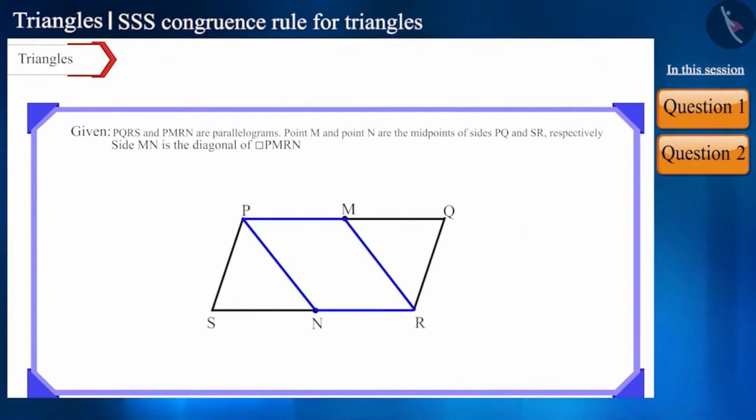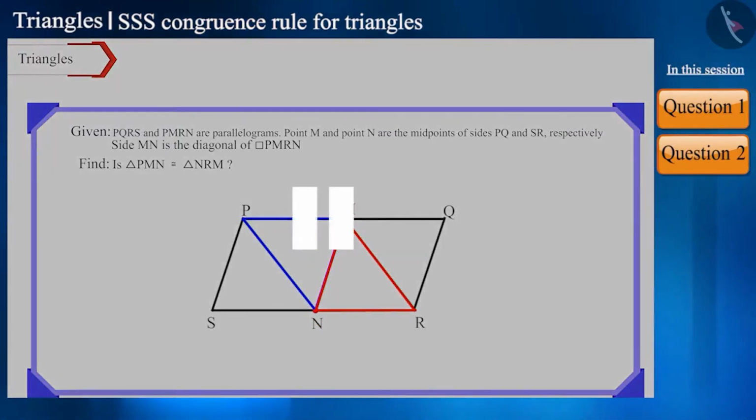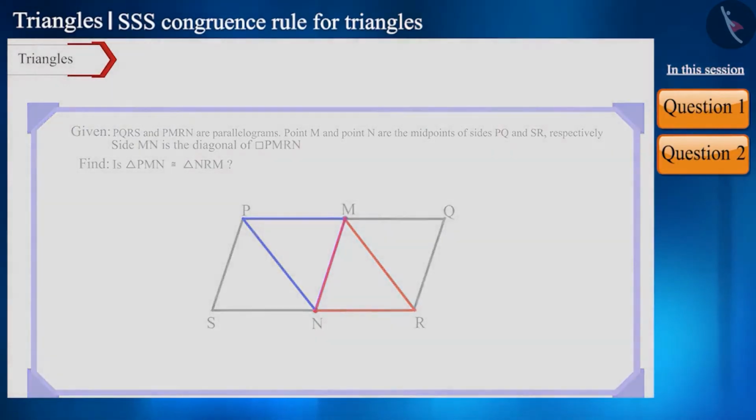Friends, if we draw diagonal MN in PMRN by joining point M and point N, then will the formed triangles PMN and NRM be congruent? Pause the video and check your answer and try to reach the conclusion on your own.